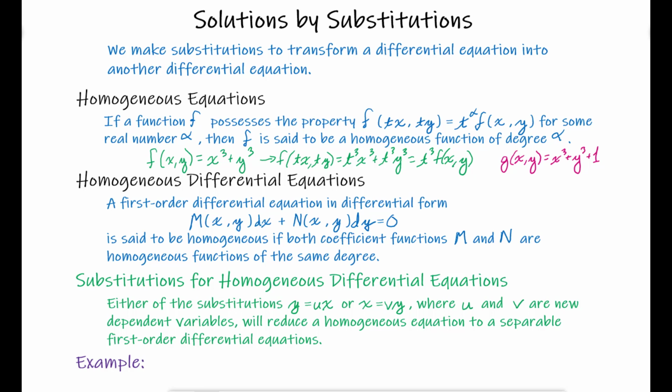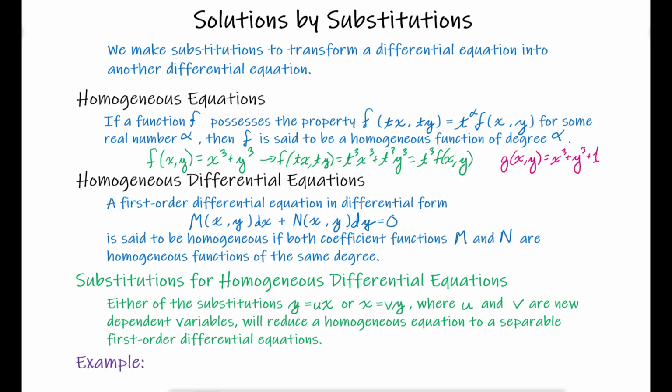Now, say I have an equation g of xy equals x cubed plus y cubed plus 1. If I do the same substitution, I'm going to end up with t cubed x cubed plus t cubed y cubed plus 1. In this case, I can't factor out t cubed, and so g of xy is not a homogeneous function.